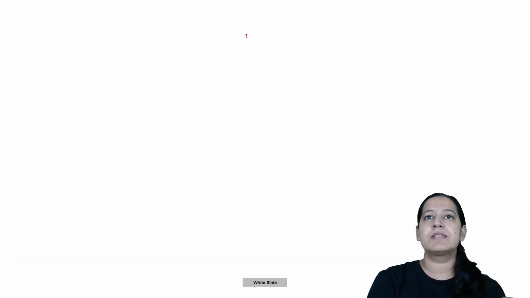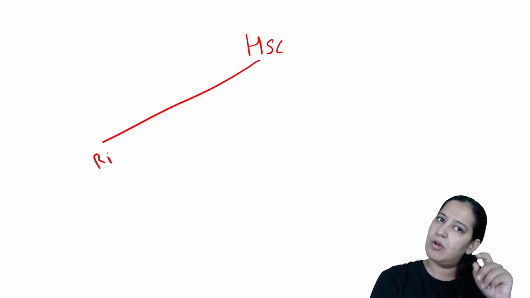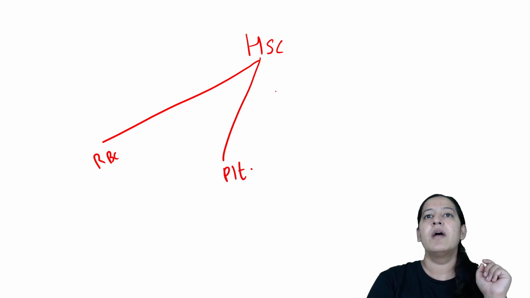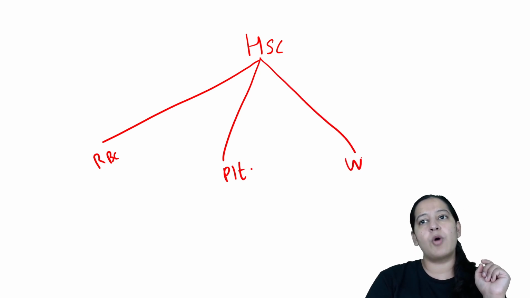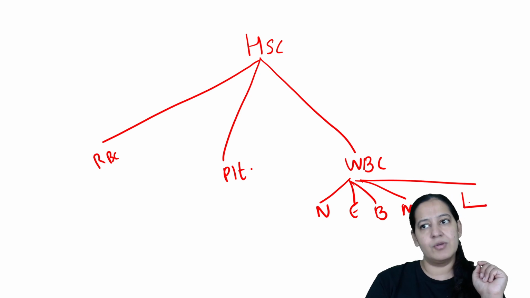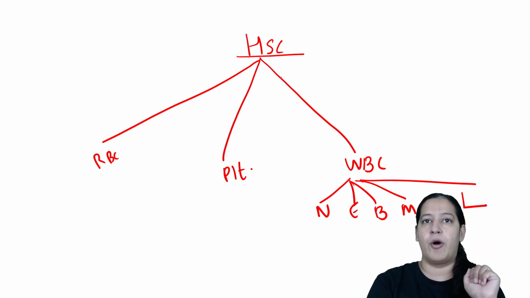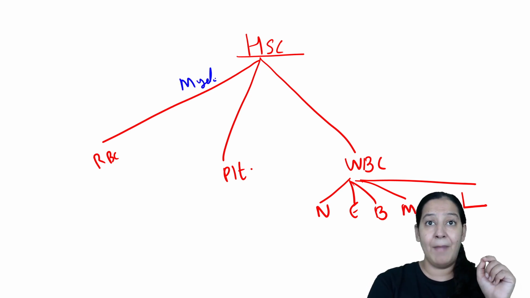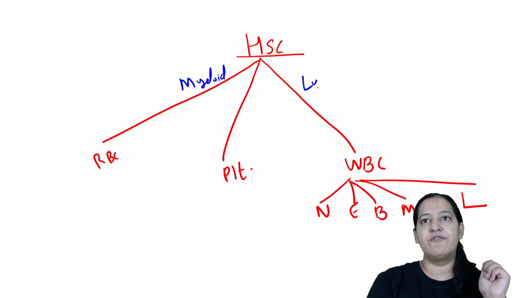Now listen, this is hematopoietic stem cells. From this cell, RBC is also formed. From this hematopoietic stem cell, platelets are also formed. And from this hematopoietic stem cells, all 5 types of WBCs are formed. That is neutrophil, eosinophil, basophil, monocyte and lymphocyte. Now from this hematopoietic stem cell, 2 stem cells are formed. One is myeloid stem cell, and one is lymphoid stem cell.